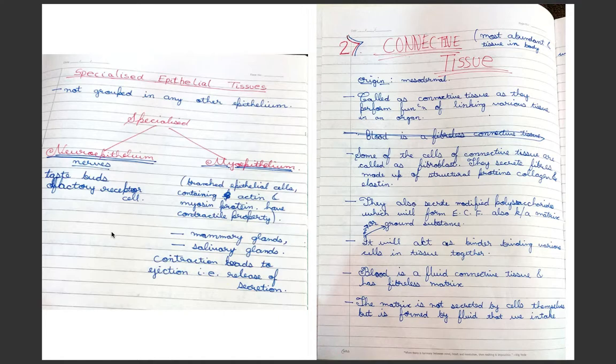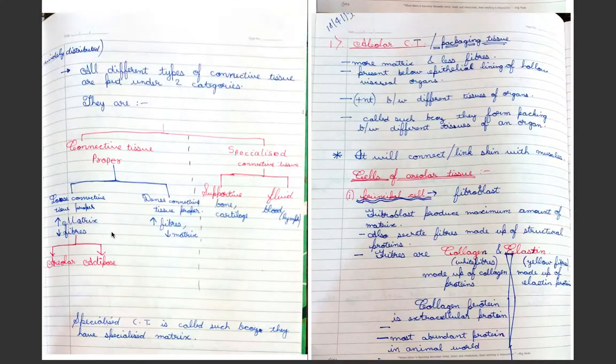Connective tissue is the most abundant tissue in our body, and it is mesodermal in origin. It is called connective tissue because it performs the function of linking various tissues in an organ. Some of the cells of connective tissue are called fibroblasts. They secrete fibers made up of structural proteins, collagen and elastin. They also secrete modified polysaccharides which form the extracellular fluid, also known as matrix or ground substance. It acts as a binder, binding various cells in the tissue together. Blood is a fluid connective tissue and has a fiberless matrix. The matrix is not secreted by cells themselves but is formed by fluid that we intake.